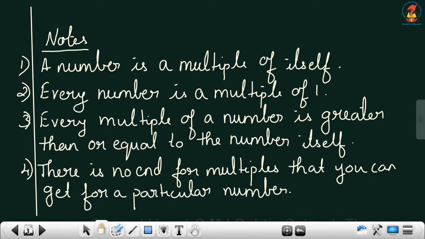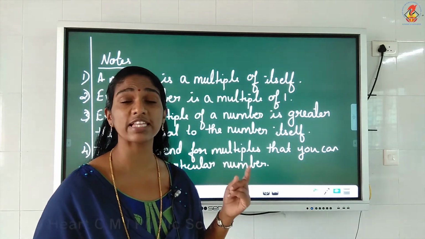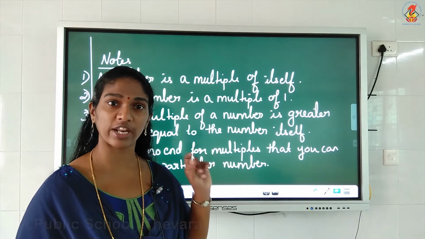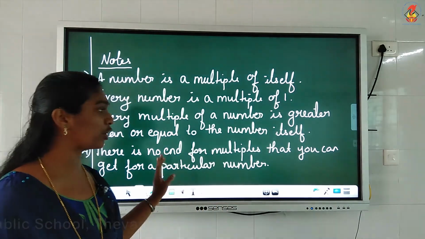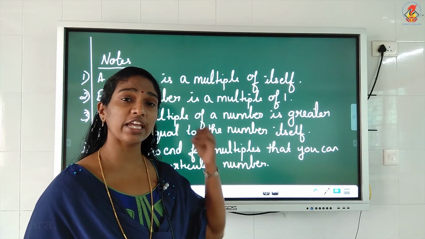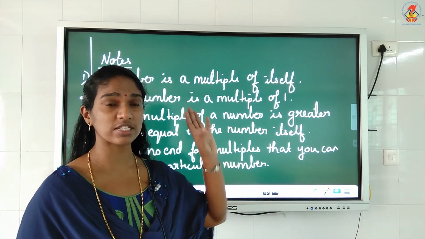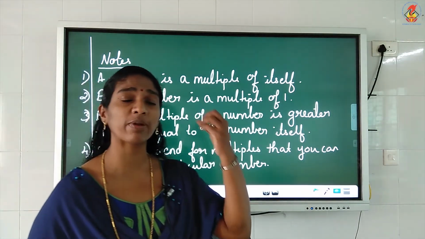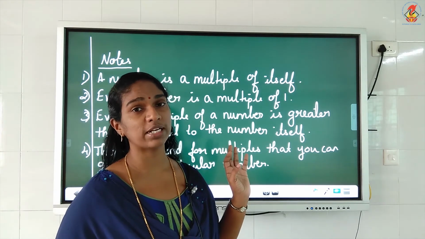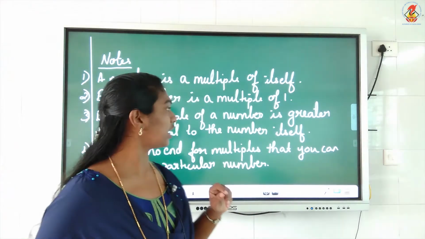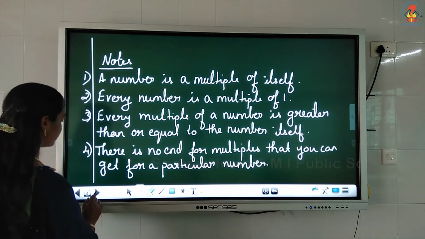You can get as many multiples as you want because you are multiplying with any number to get a multiple. But in the case of factors, it was finite. Only a limited number of factors you had for a particular number, isn't it? But when you come to multiples, every number has an infinite number of multiples. There is no end. You multiply with any number, you will get the multiples. Okay. So, moving to a question.